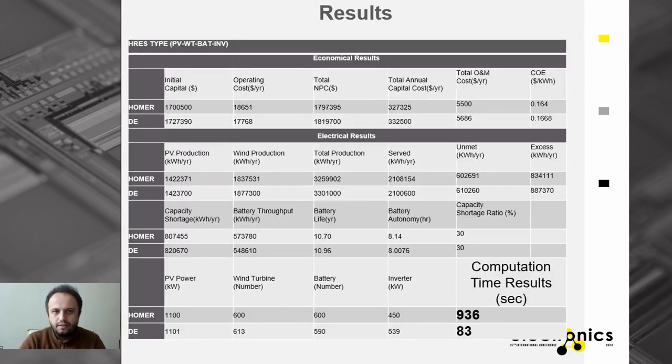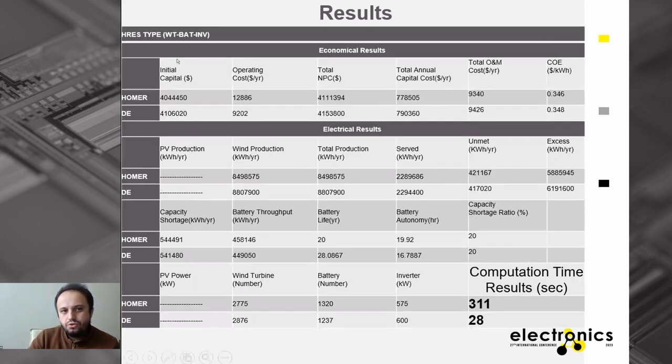And these are my results. We tested the system with three different hybrid renewable systems. One of them, as you see here, includes PV panel, wind turbine, batteries, and inverter. We made economical calculation comparisons with Homer, electrical comparisons, and the most important, a computation time comparison. As you see here, there is a 1% or 2% difference between Homer results. They are very close to each other, but when we check the computation time, my system is superior to Homer, because Homer makes the optimization in 936 seconds, and differential evolution does it in 83 seconds.